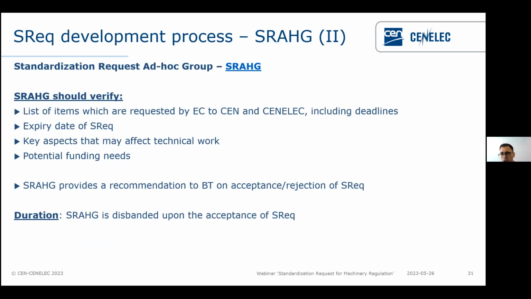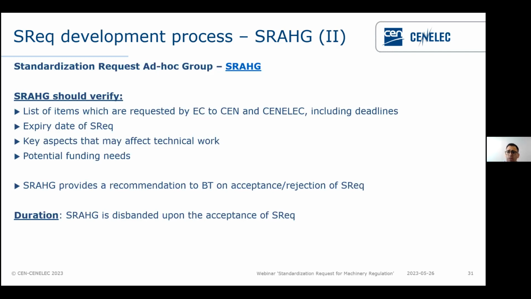Then the SHRAG also has the task to look at the list of standards that are requested by the Commission, including the specific deadlines. You need to see whether those deadlines are sufficient or if you need more time. Then there is the expiry date of the standardization request. This is one of the differences between standardization requests and mandates. Each standardization request will have an expiry date, and you need to assess whether the expiry date is good enough. You also need to look at the key aspects that the standardization request may contain, and also any potential needs for funding. My colleagues will further elaborate on this part.